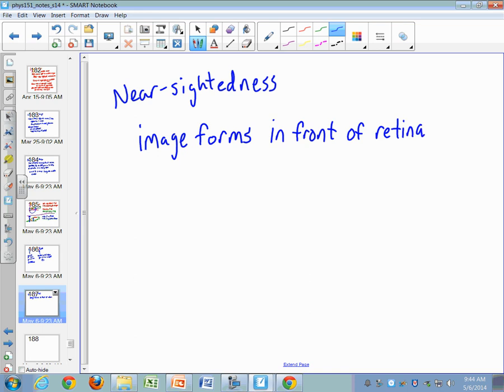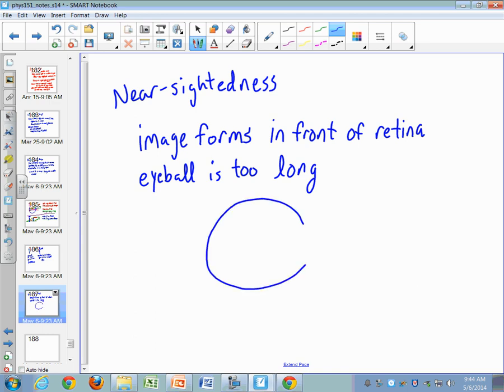This means that your eyeball is just too long. So just to exaggerate it a little bit, your eyeball would look like this. Right? And then light rays coming in, your focal length can only get so long on that lens. It's sort of driven by how thin it can get in the middle. And so when these light rays come in, they're going to form right here.